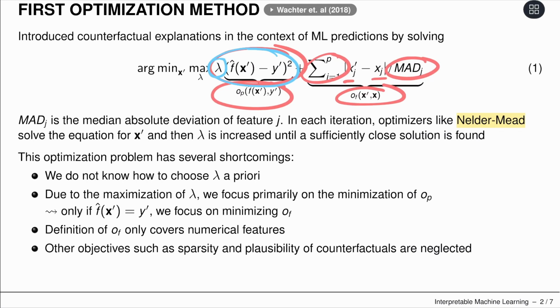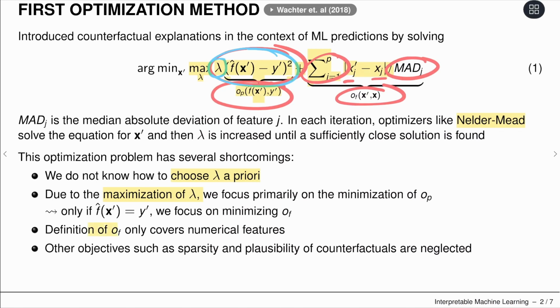That approach nevertheless has some shortcomings, right? We do not really know how to choose that lambda a priori. How should we? Because we don't know how everything is scaled and so on, how important or easy it is to get to our desired outcome. That's the reason why I maximize the lambda, but as it really leads to us only trying to optimize that first part, as it's really the primary one, that could lead to circumstances where x prime is very far away from the original x, right?